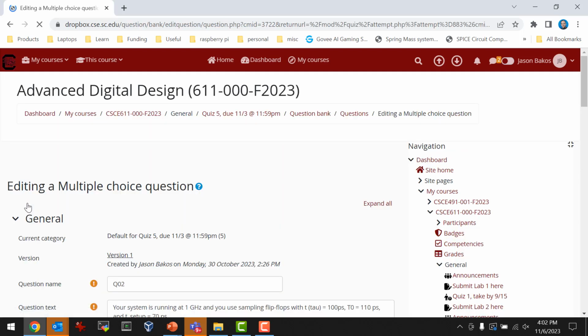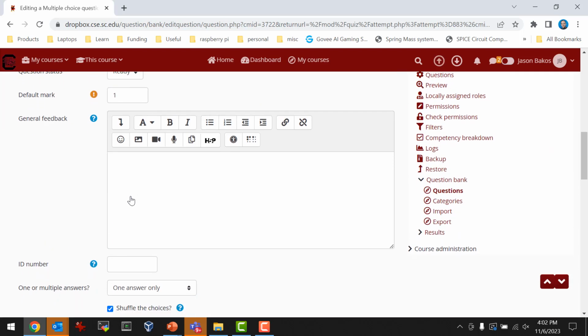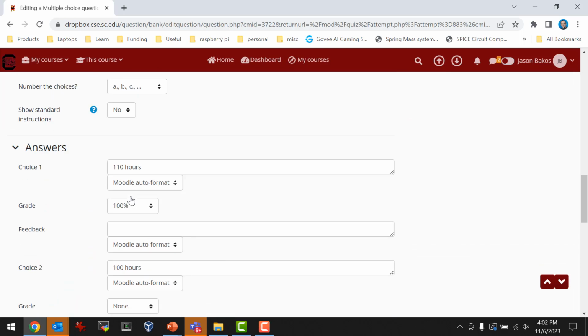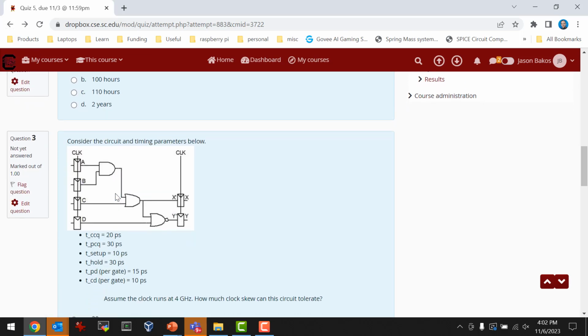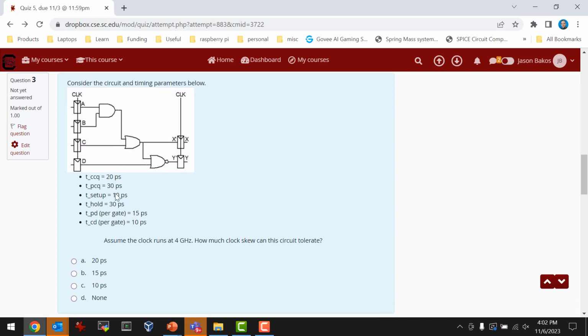And what was the answer for this? 110 hours. Make sense? Everyone agree? Okay. All right, next question. Consider the circuit and timing parameters below.